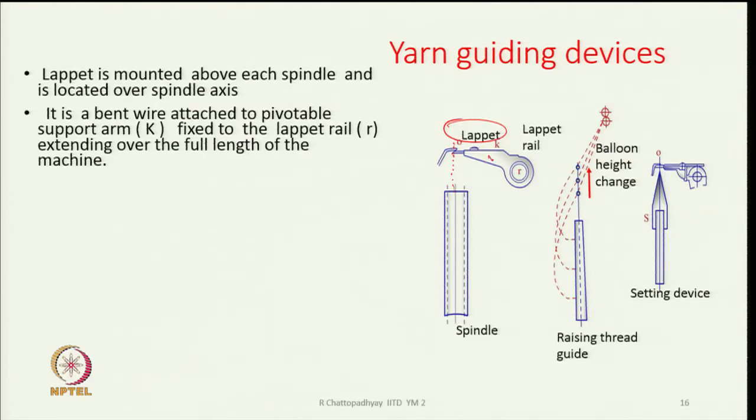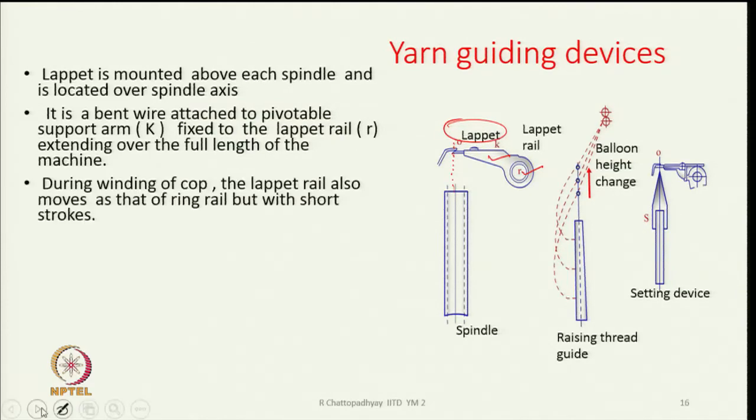So this is the pivotable support arm, which is fixed onto a lappet rail, which is this, extending over the full length of the machine. The lappet rail extends over the entire length of the machine, and on this rail the lappets are mounted, and it is also pivotable, so that I can lift it.